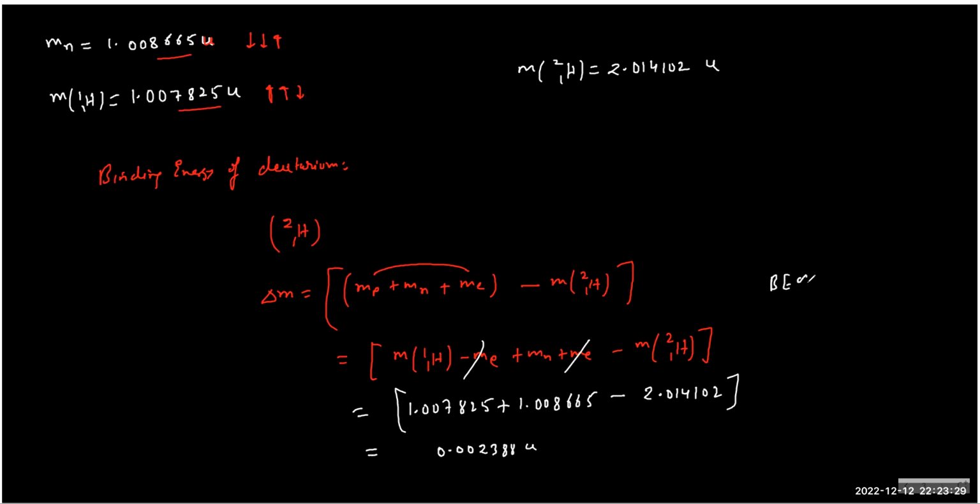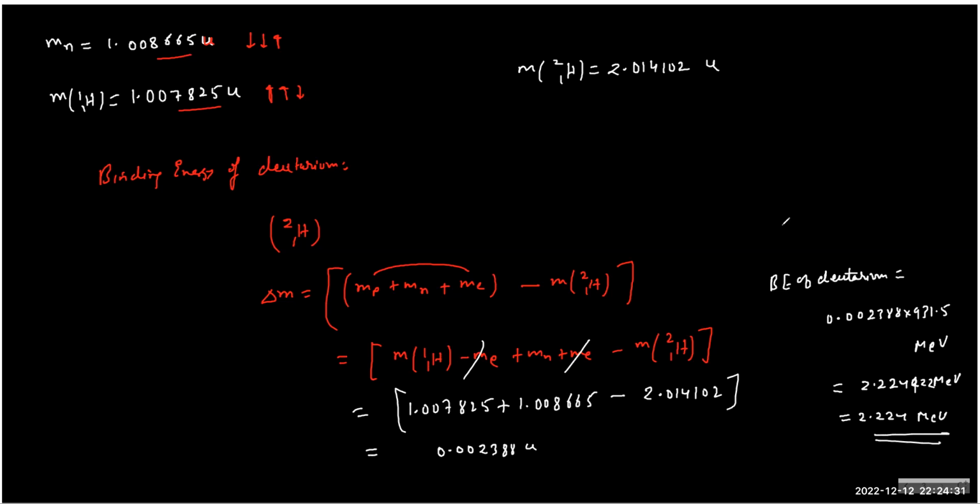So binding energy of deuterium will be how much? No need to do the calculation, right? 0.002388 into 931.5 mega electron volt. That's it. Now do this calculation. Tell me the answer. How much is coming? 2.224422. Okay, so you can see that binding energy of deuterium is roughly 2.224 mega electron volt.